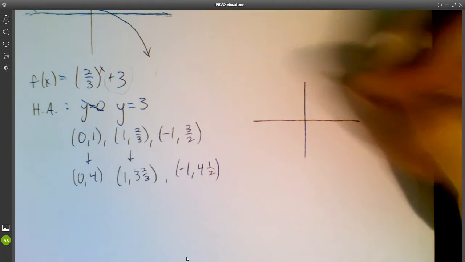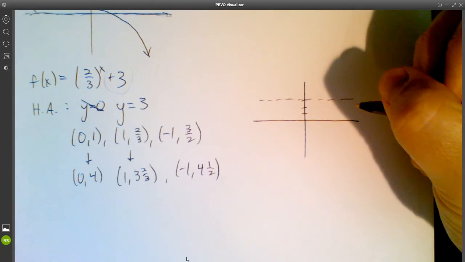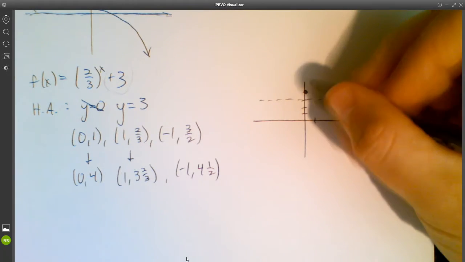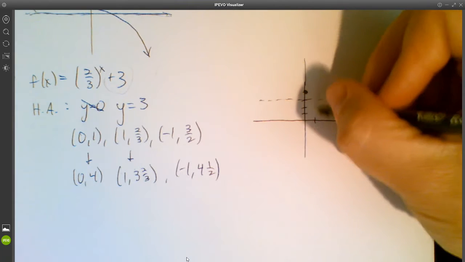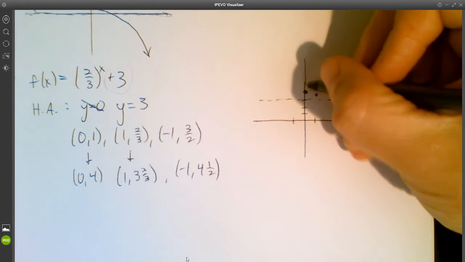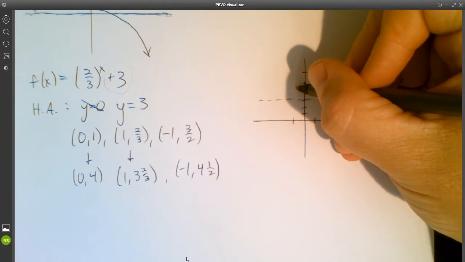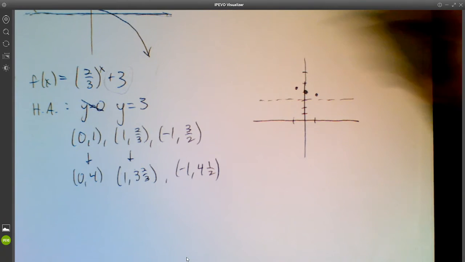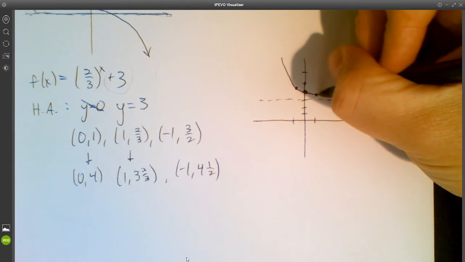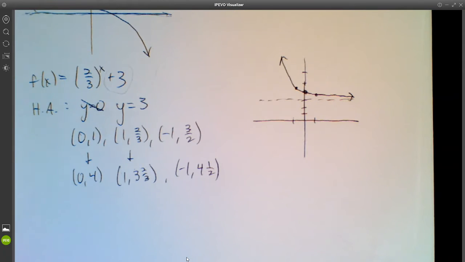So we've got this asymptote at 3. And then we know that it goes through 0, 4. 1, 3 2/3, so 3 2/3, maybe right about there. And then negative 1, 4 1/2, right? So 1, 2, 3, 4 1/2 is right about there. So this function is a decreasing function. Okay, so it's going to look something like that. So that's how these things go.